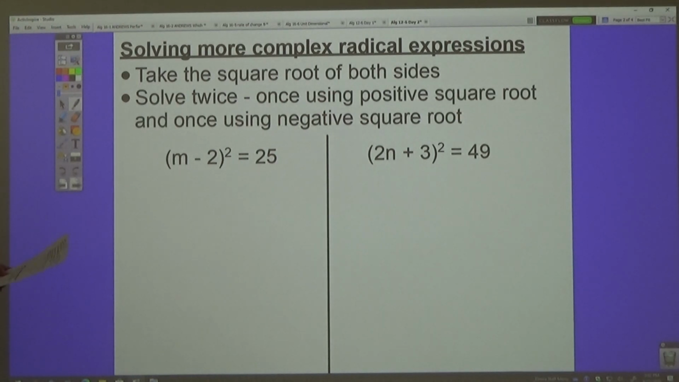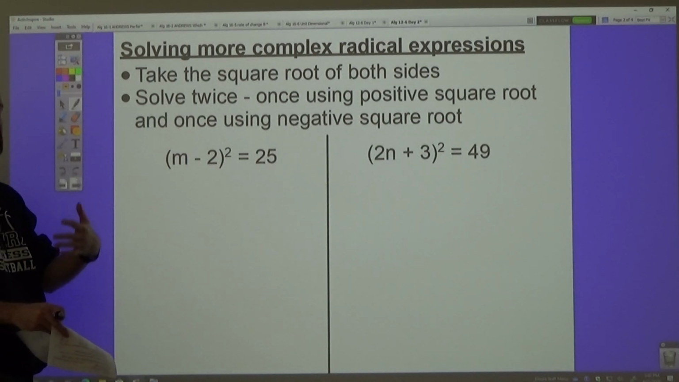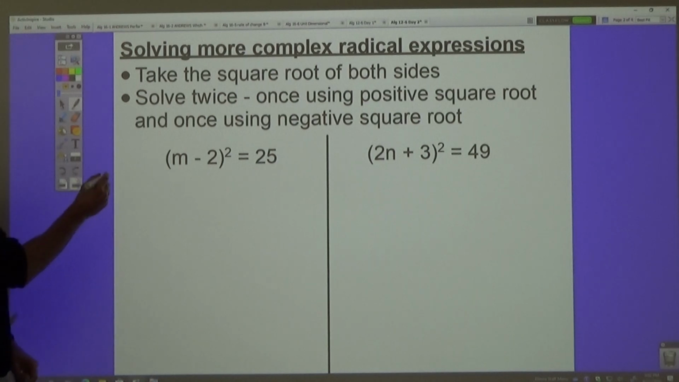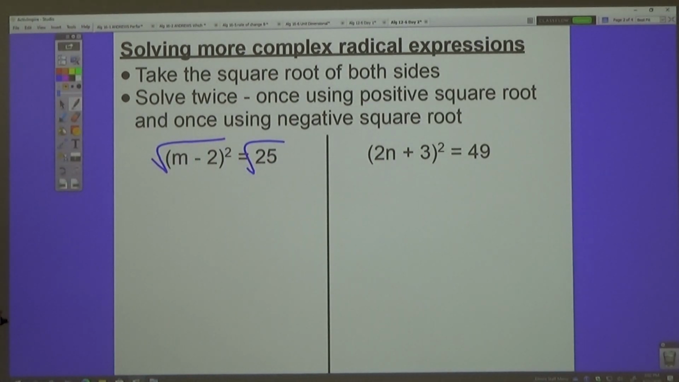So a little bit more complicated ones. The first thing that we want to do is take the square root of both sides, and you're really going to solve it twice. Once using the plus sign and once using the minus sign. So the opposite of squaring a number is to take the square root. So we want to take the square root of both sides. That's the first step that we want to do.